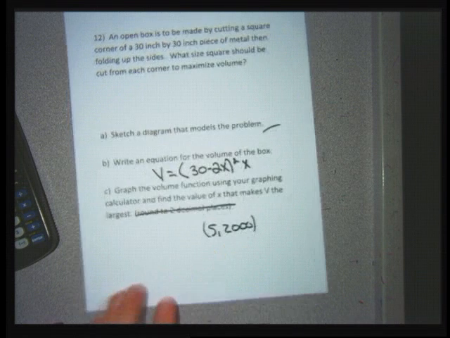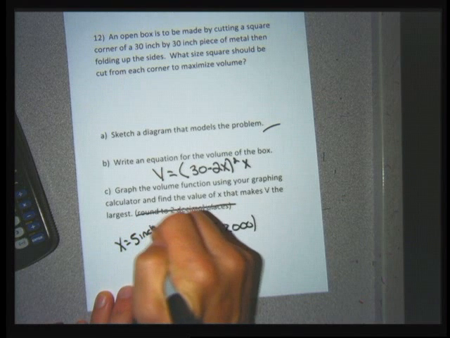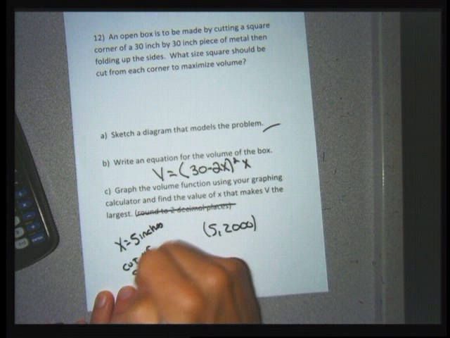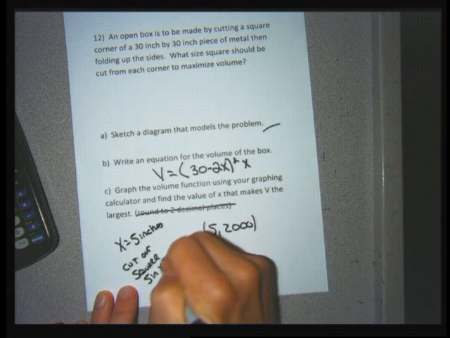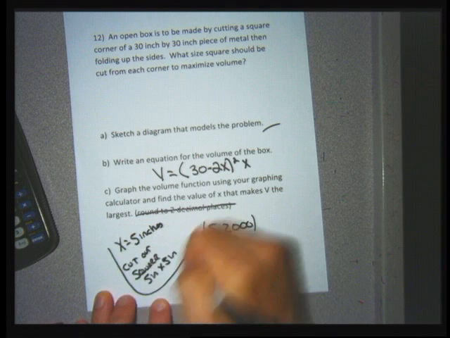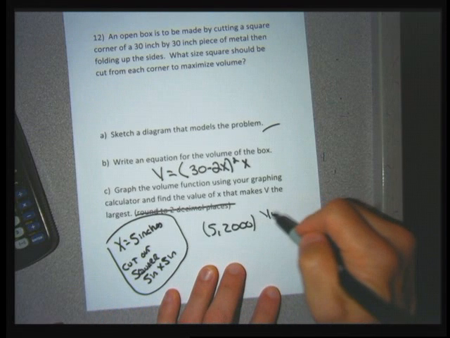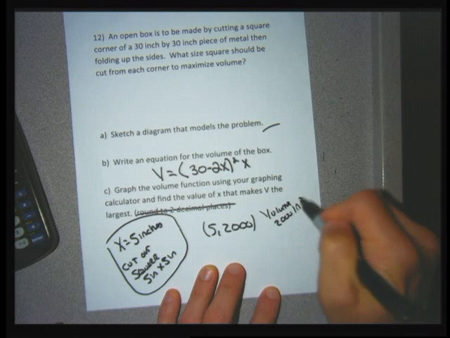So the answer is x should equal 5 inches, or you could say you could cut out a square that's 5 inches by 5 inches. That's all that's asked for. If you said the volume is 2,000 cubic inches, that would be fine.